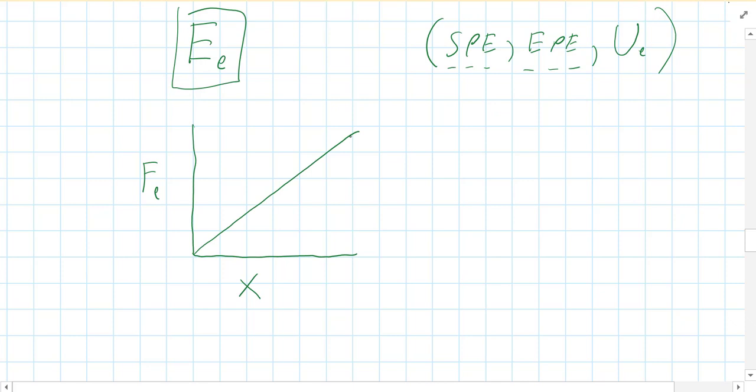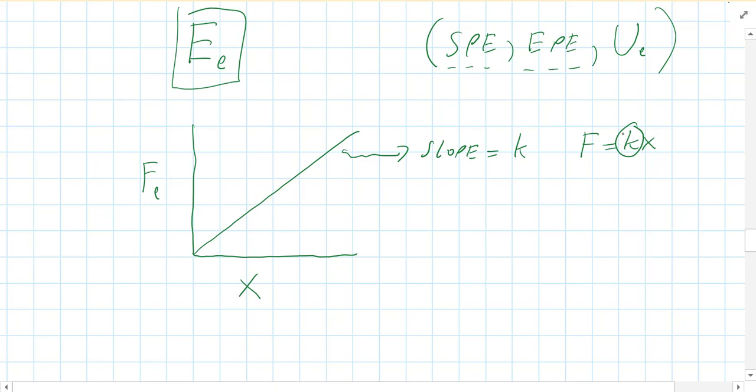So you can't just take force times x, because what force are you going to plug in? The force keeps changing, okay? So it turns out that there's a couple ways to calculate the energy stored in the spring. Now, a quick reminder from previous discussion: the slope of this line is the spring constant K, and the equation is F equals Kx. So K is the slope of that line.